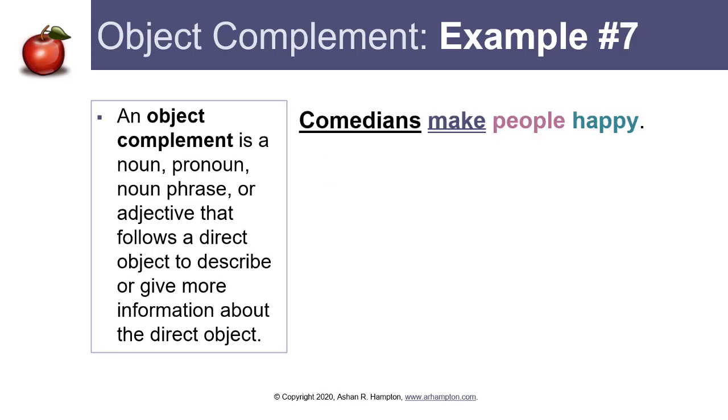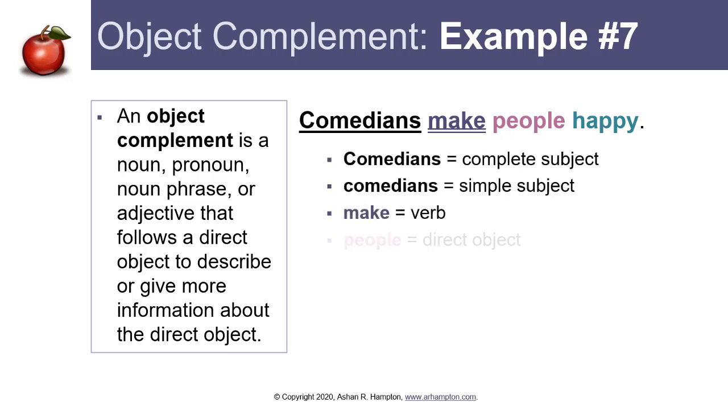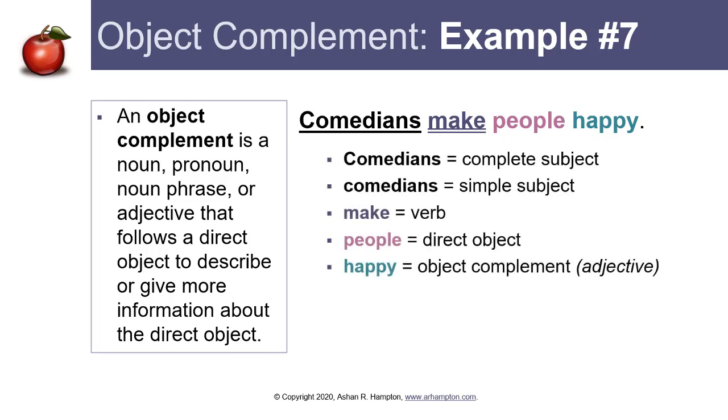Example number 7. Comedians make people happy. Comedians is the complete subject. Comedians is also the simple subject, meaning it is the noun that comes before the verb. That's what a subject is. Make is the verb. People is the direct object. Happy is the object complement that is an adjective describing people.